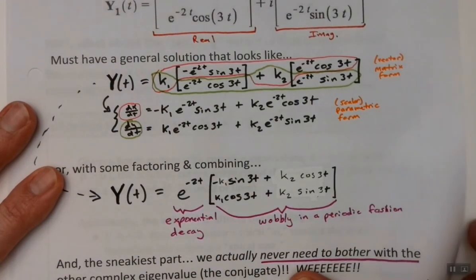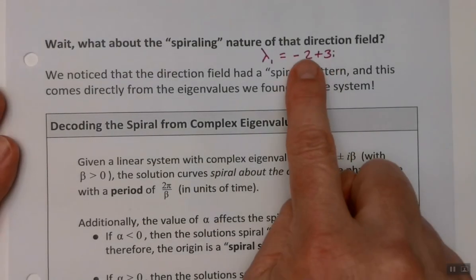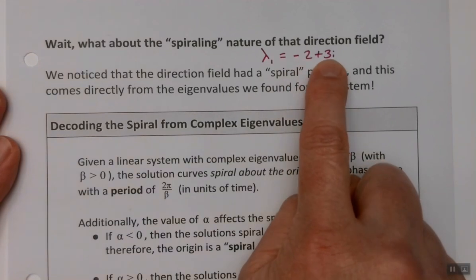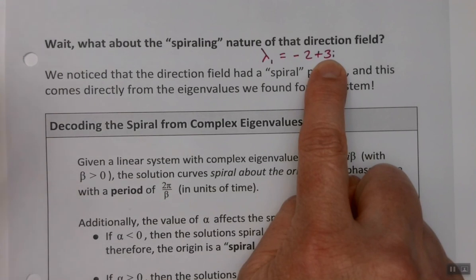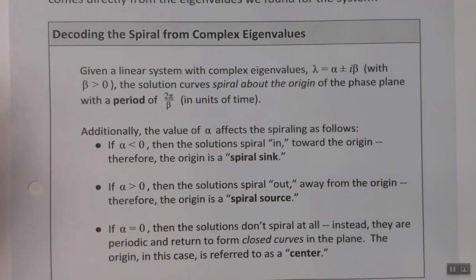So you can tell just by looking at the eigenvalue that this thing is going to spiral in towards the center because it's negative, it's decay. And this thing right here tells me how quickly it's wobbling, how quickly it's spiraling. And so inside this little table, it lays out all the information that you need.